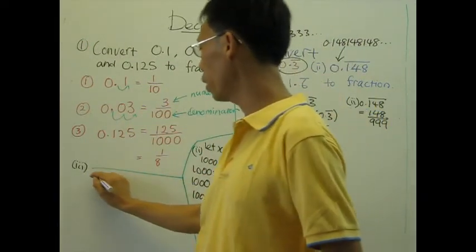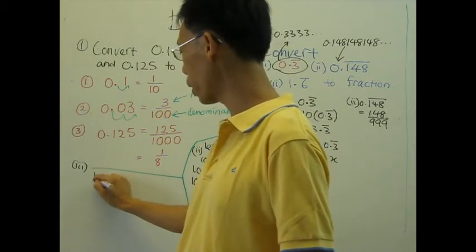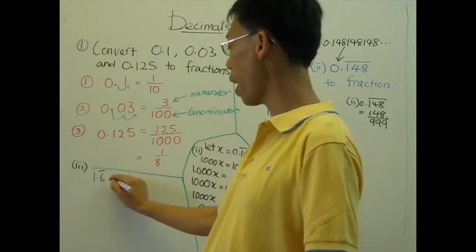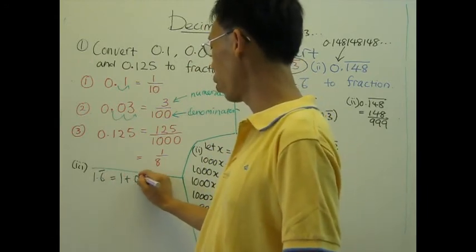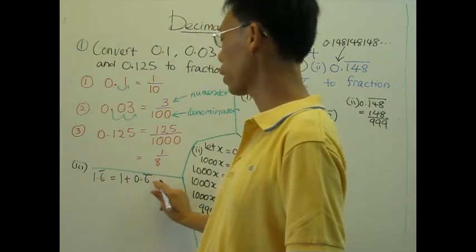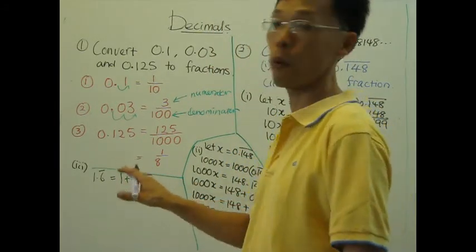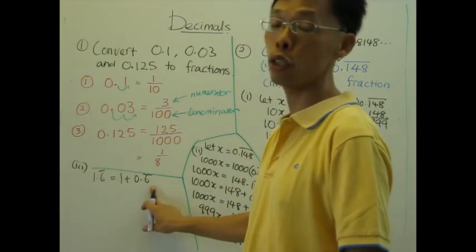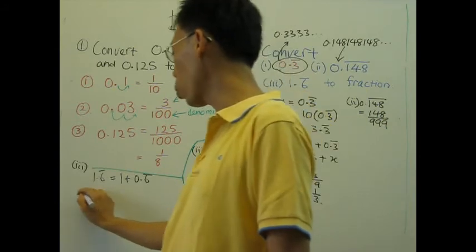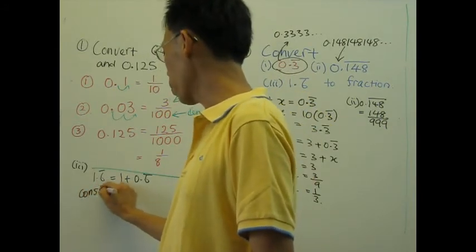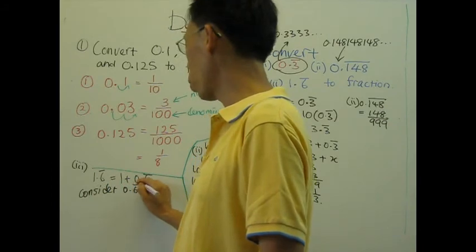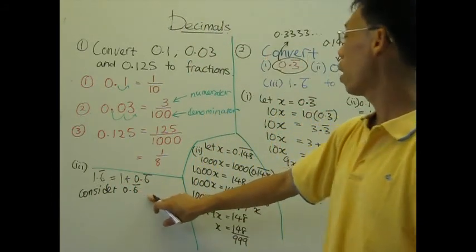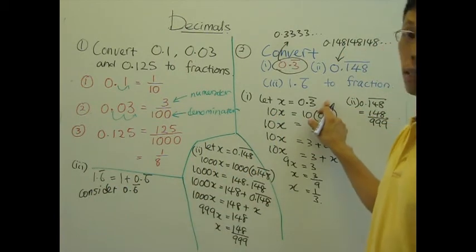So 1.6 here. I consider 1.666666 as 1 plus 0.6666666. This 1 I'm going to leave aside. That's an integer, I can deal with an integer. I'm going to deal with 0.6 now. So I'm going to consider 0.6 with a bar on top, that is 0.6666666. The method here is exactly the same as this one.